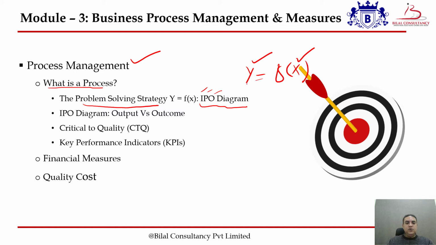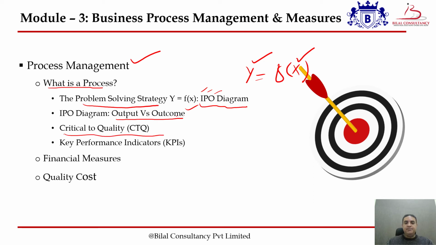Okay, so we will discuss what the output and outcome are. We will try to define the difference between the output and outcome, and on what basis we can define our KPIs or our critical to quality. As well, we will discuss how we can define the outcome in a better way. So we will discuss the critical to quality tree.